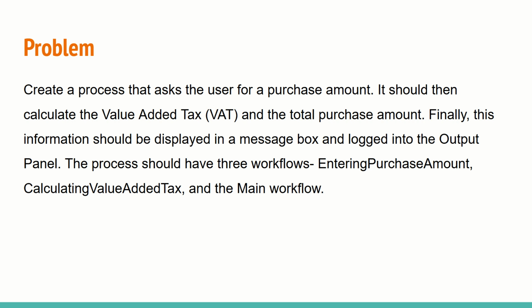Okay, so this problem needs to be solved with the help of three workflows, that is entering purchase amount and then calculating the value added tax and then the main workflow. So through entering purchase amount, we are going to ask the user for entering the purchase amount, and then calculating value added tax is going to calculate the tax on the purchase amount, and then finally it is going to add it to the purchase amount and then displays it as per the requirement.